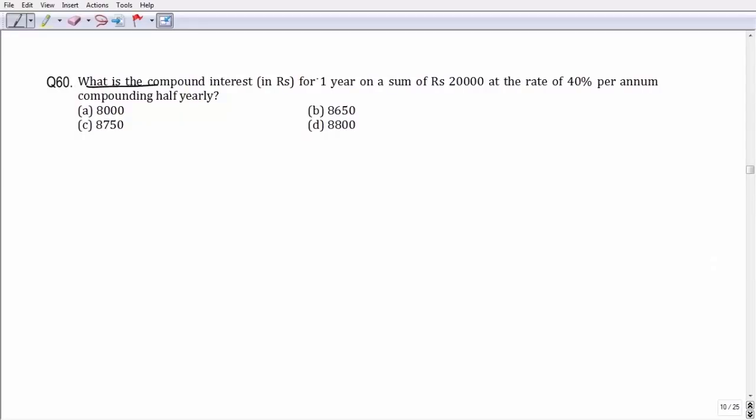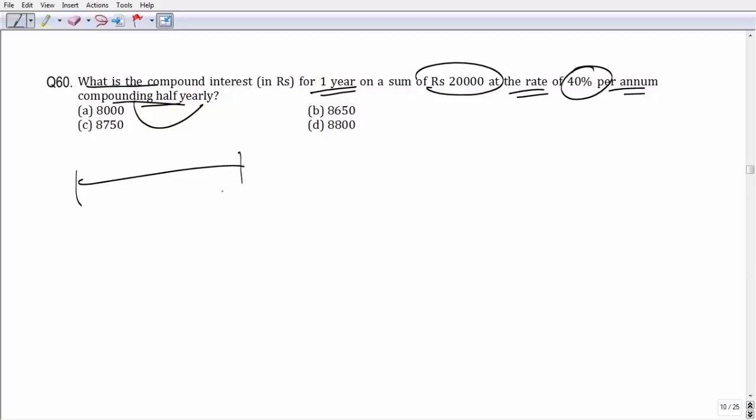It says, what is the compound interest for 1 year on a sum of 20,000 rupees at a rate of 40% per annum compounded half yearly. Now, due to the fact that it is being compounded half yearly, in a period of 1 year this rate of 20%, because we know if for 12 months my rate is 40%, then for 6 months my rate would be 20%. So this rate of 20% will act twice on the same amount, that is 20,000.